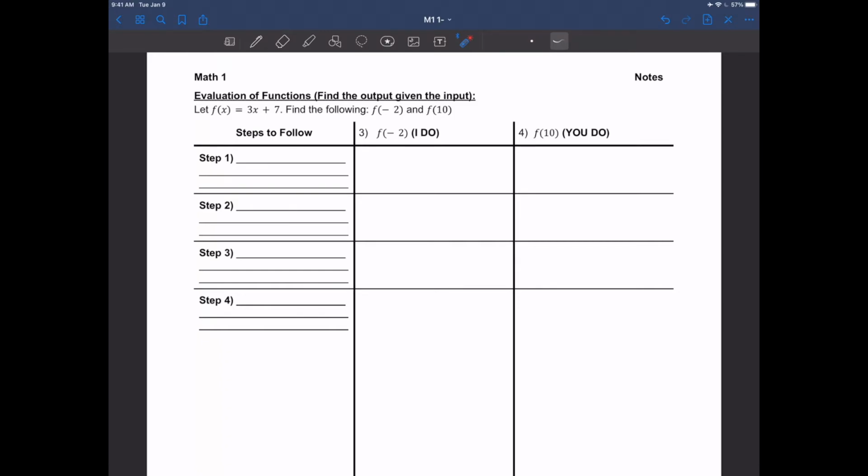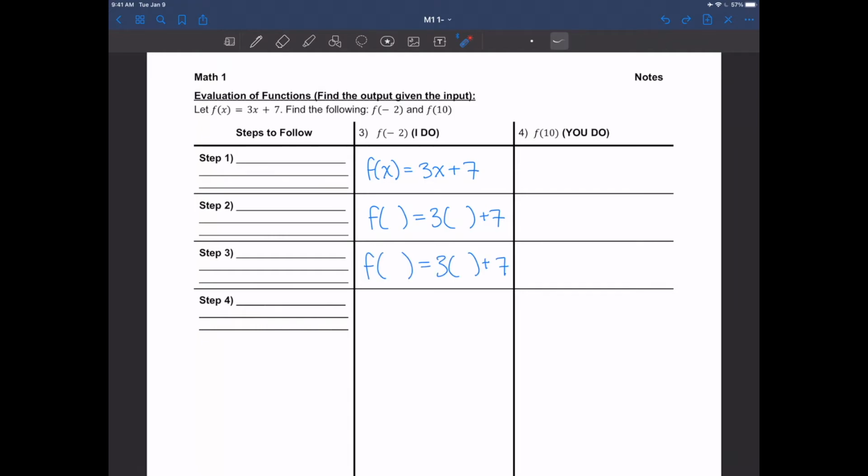So first things first, I do that. What did I just do? What did I just make my first step? Reread the entire problem and look at that. My second step is this. What changed from this step to this step? Think about that and try to put it in your own words.